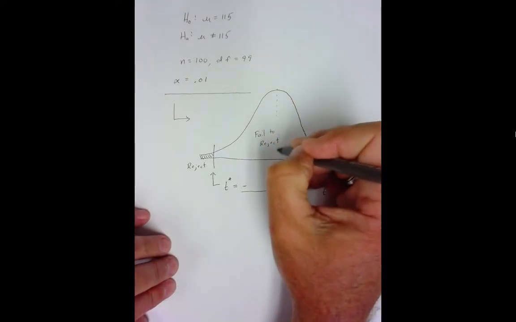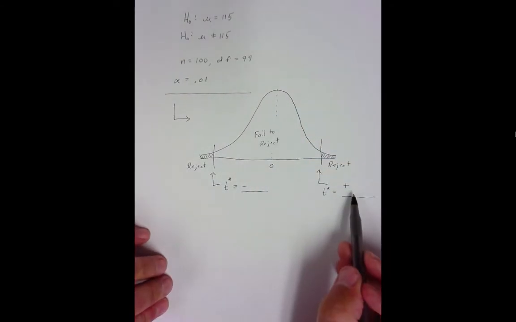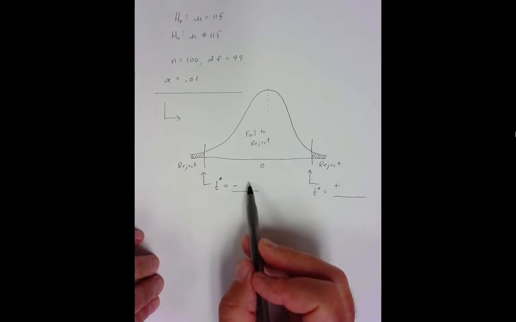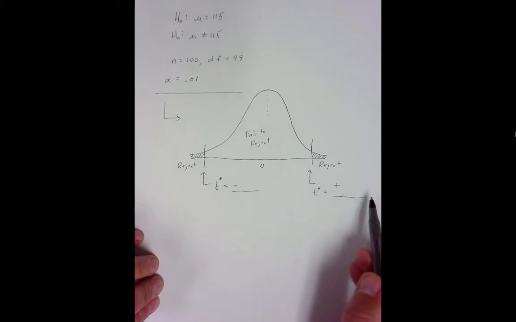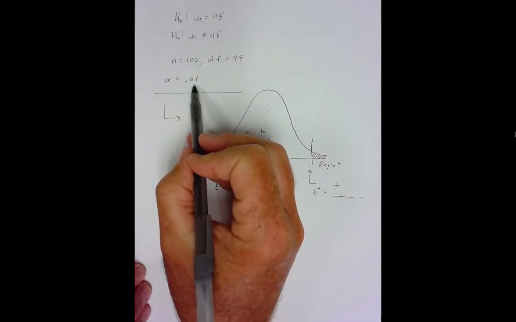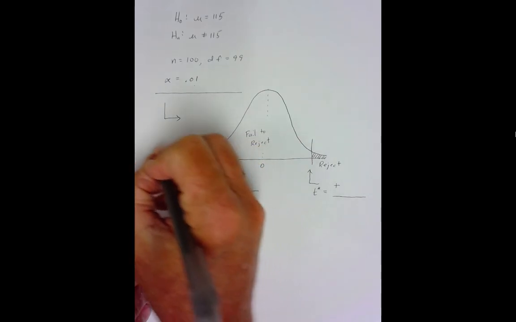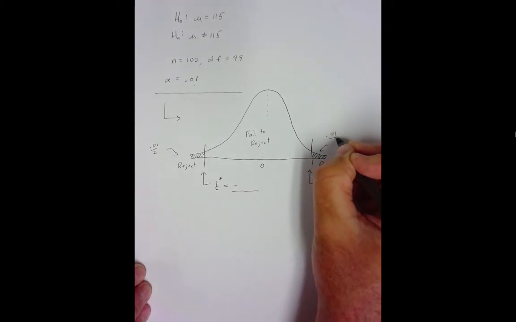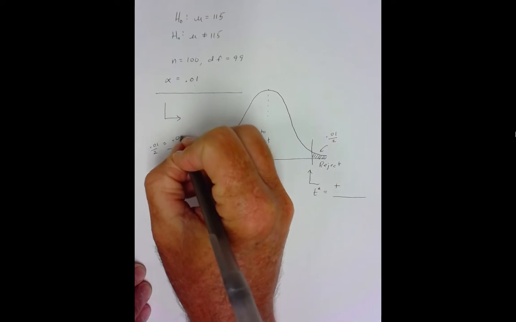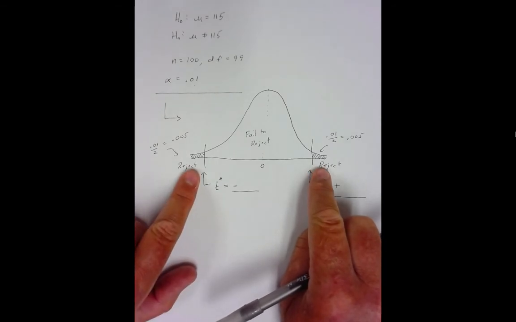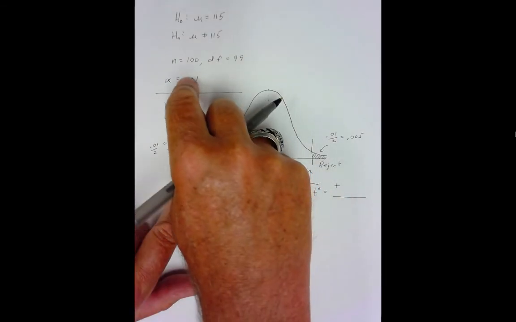Because this is symmetric around 0, I know that the absolute value of both these numbers is going to be the same. If this is plus 2.5, that has to be negative 2.5. If this is negative 1.8, that has to be positive 1.8. So, next thing I know is that this area plus this area has to be 0.01. So this area right here has to be 0.01 divided by 2, and this area right here has to be 0.01 divided by 2. So this area has to be 0.005. This area here has to be 0.005. Why? Because my total rejection region has to be equal to my alpha value.